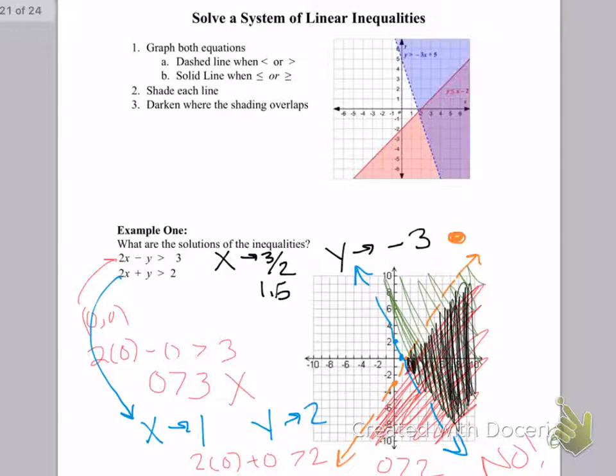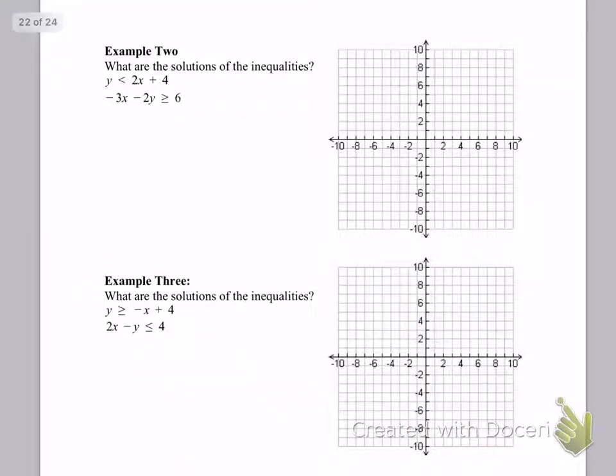All right. Let's go to the next one. Example number 2. So we got to graph these inequalities. That's the first step we got to do. Let's tackle the first one. So we know that it's going to cross our y-intercept at 4.